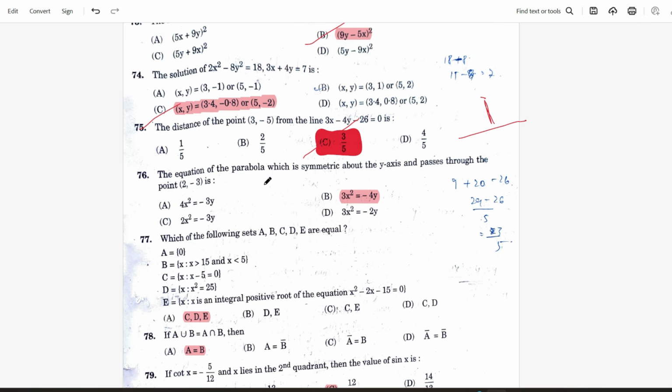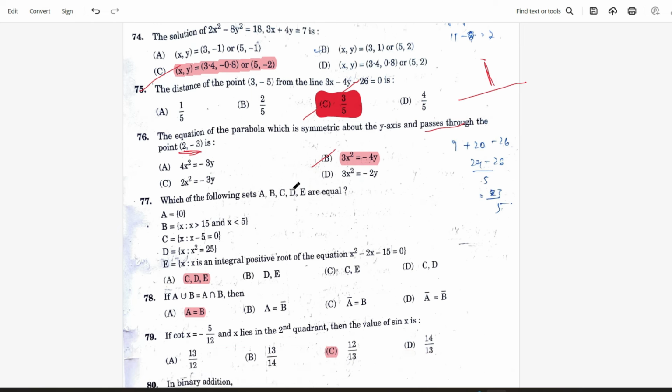Then the equation of the parabola with symmetry about the y-axis passing through the point. Whenever the words passing through the point come, the option will satisfy with this point. So 2 comma minus 3 will satisfy with this equation. This is the equation of the parabola. Option B is the right answer.